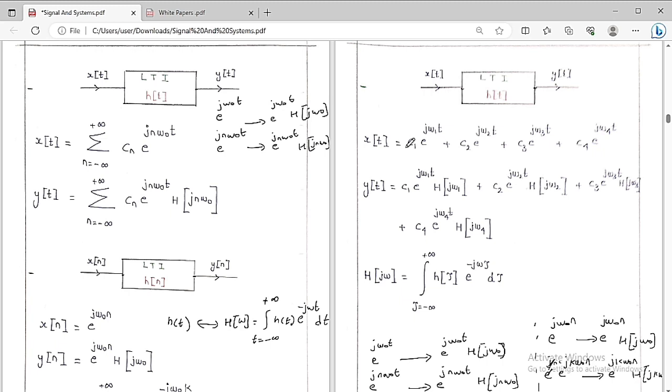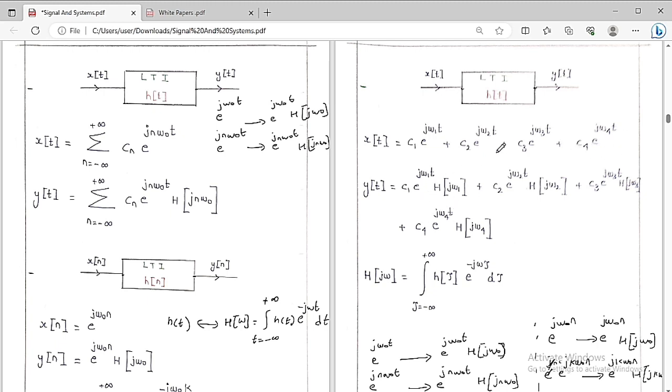So there the basic signal is delta of t. Here the basic signal is e to the power of j omega t. There the input x of t is written in terms of delta of t. Here I am going to write x of t in terms of e to the power of j omega t. Therefore I write x of t like this: c1 into e to the power of j omega 1 t plus c2 into e to the power of j omega 2 t plus c3 into e to the power of j omega 3 t plus c4 into e to the power of j omega 4 t.